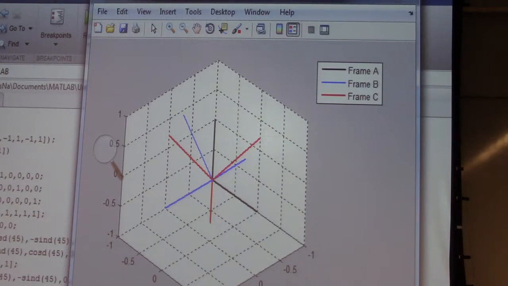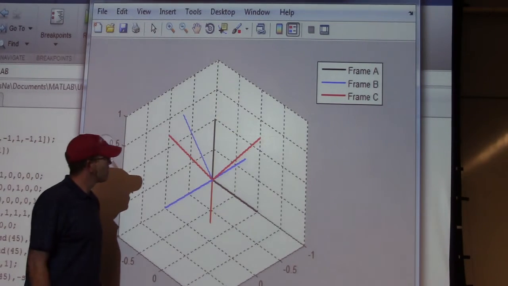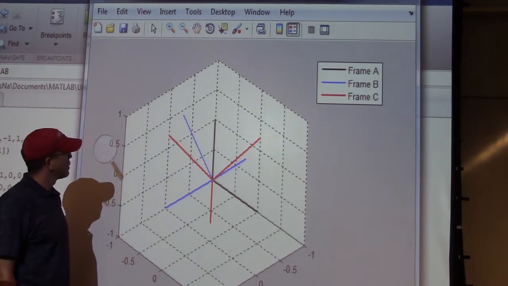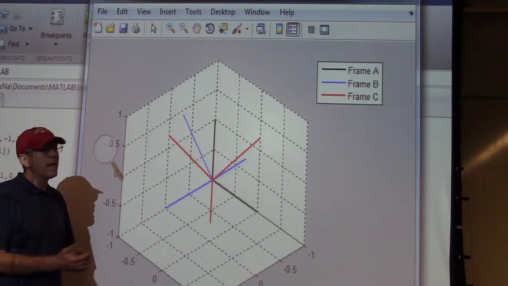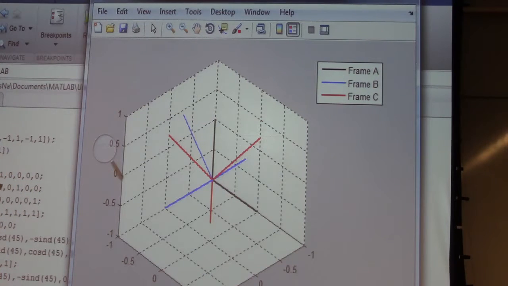Okay, now what happens? And rotating the whole frame every time? In this case, it's absolutely rotating the entire frame. And this is what distinguishes these XYZ fixed angle transformations from what are known as Euler angle transformations.